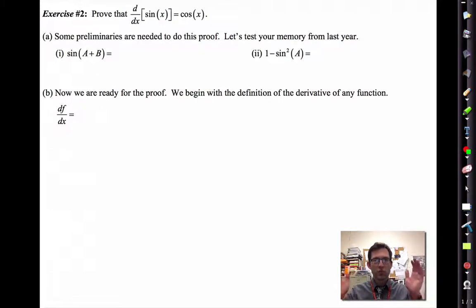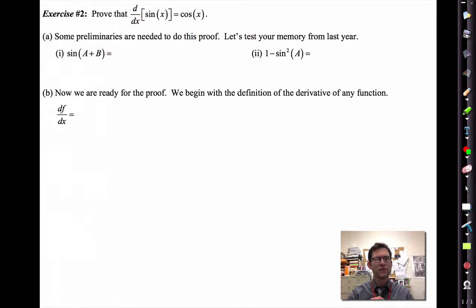We're going to prove that the derivative of sine x is cosine x. This is, quite frankly, one of the most famous proofs in all of calculus. So you gotta see this proof. Now, in order to do this proof, we actually need two trigonometric identities.